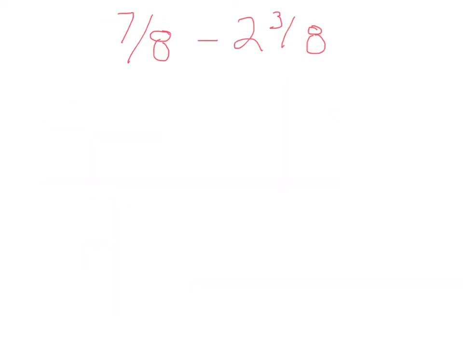All right, for our last example, we have 7/8 minus 2 and 3/8. So we already have a common denominator, but we still need to change this 2 and 3/8 into an improper fraction. So I'm going to rewrite 7/8 down here. Keep my subtraction sign. 2 times 8 is 16, plus 3 is 19. So I have 19/8.